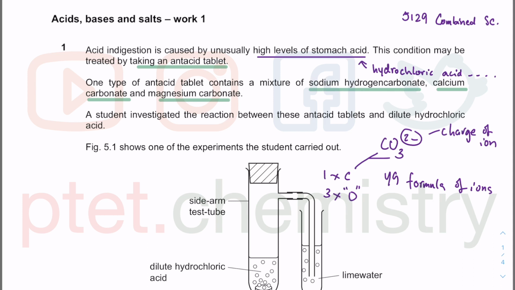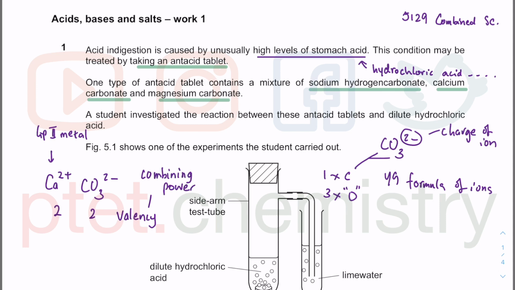For instance, you have calcium carbonate, calcium being a group 2 metal. If you are a group 2 metal, from the periodic table, you will have lost your 2 outer shell electrons to form a 2+ ion from the metal. CO3 2−. The 2 and 2 is what you call the valency. Valency is basically the combining power, which is based on the value of the charge.